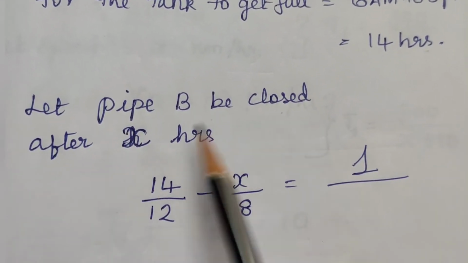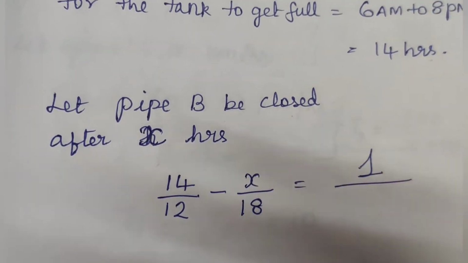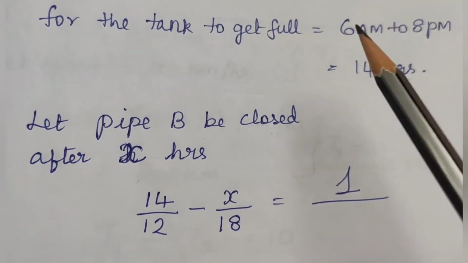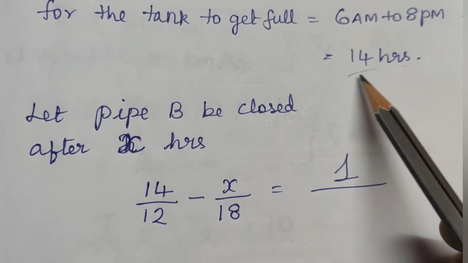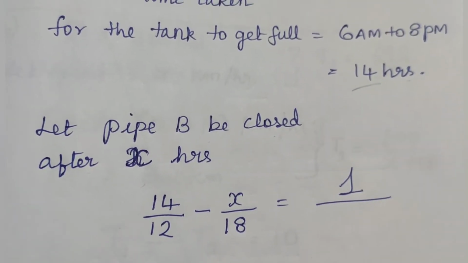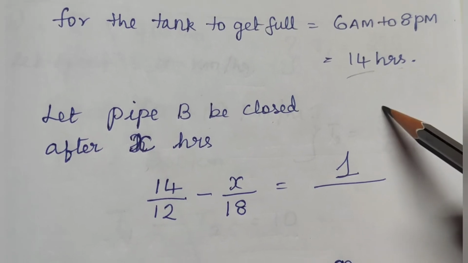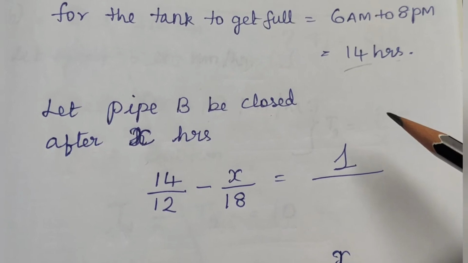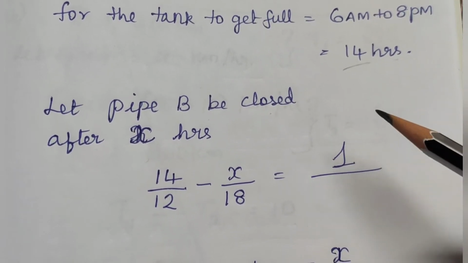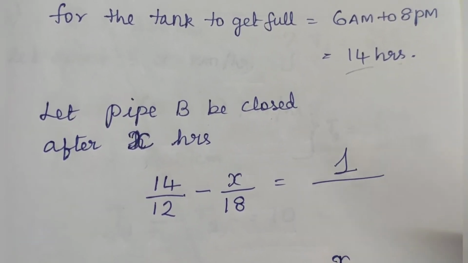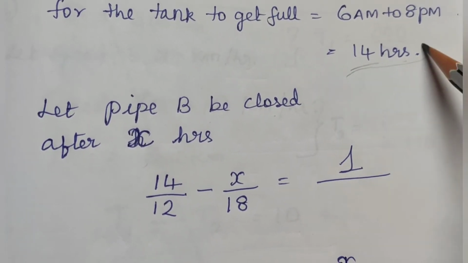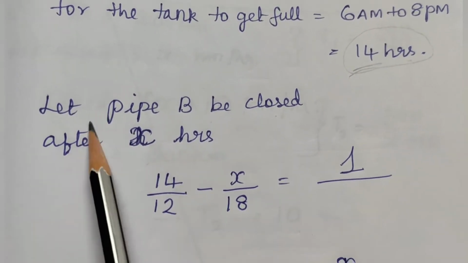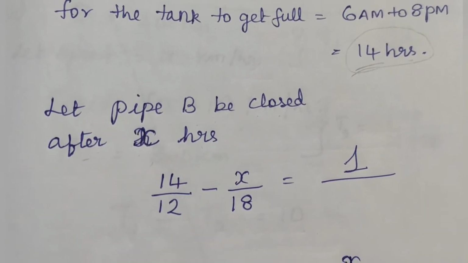So let pipe B be closed after X hours. We do not know that. If only pipe A was opened, the tank would have got filled after 12 hours. But pipe B was also opened, and pipe B empties the tank. So due to the opening of pipe B, the tank got filled only in 14 hours. So let us assume pipe B is closed after X hours.